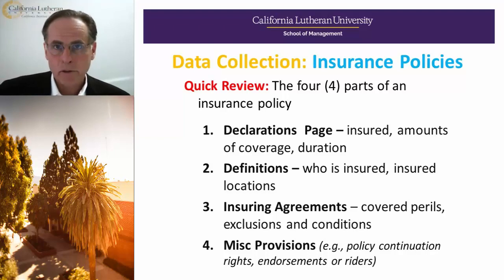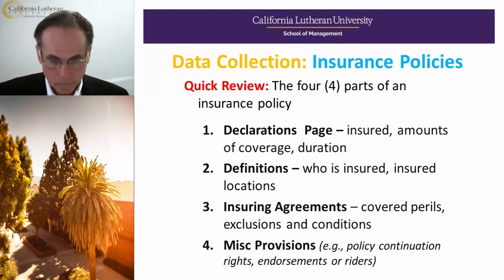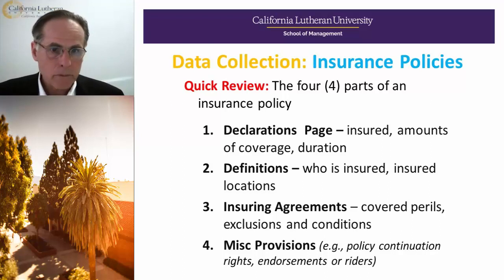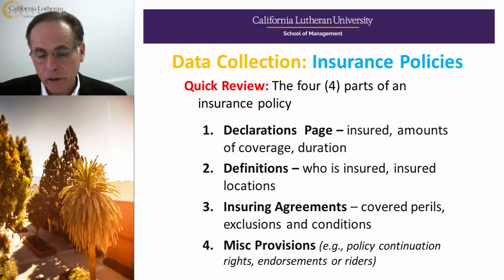And let's quickly review the four parts of the insurance policy. And I'll show you how that's going to flow into my ensuing conversation. First one's the declarations page. The declarations page names the insured, the amounts of coverage, the duration of the coverage. The second section, definitions: who's insured, the insured locations, the details of when the insurance policy applies. Three, the insuring agreements: what's covered, what's excluded, what are the conditions of coverage. And four, miscellaneous provisions, such as policy continuation rights and really important issues there, endorsements and riders. This should look very familiar from your risk management and insurance course.